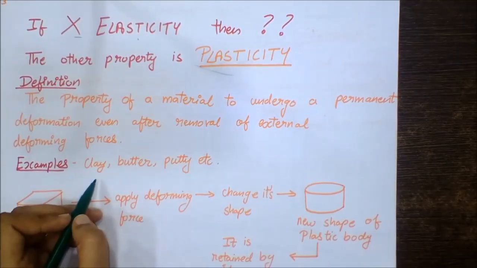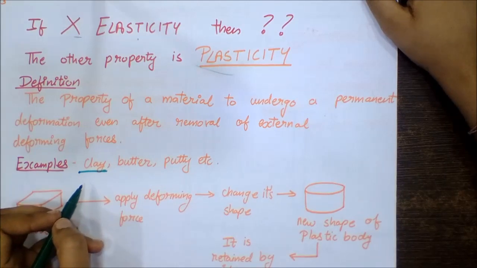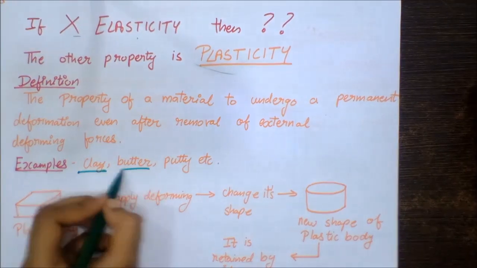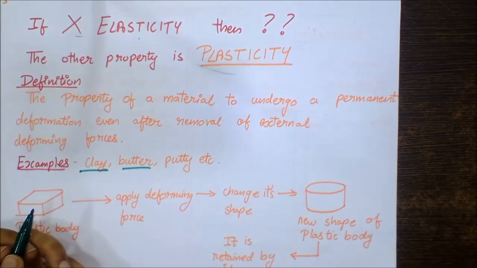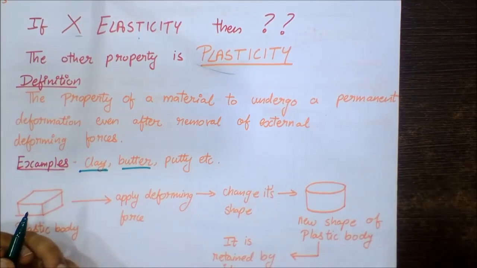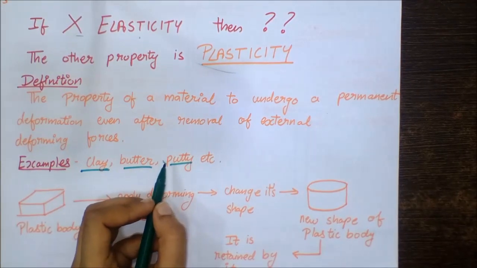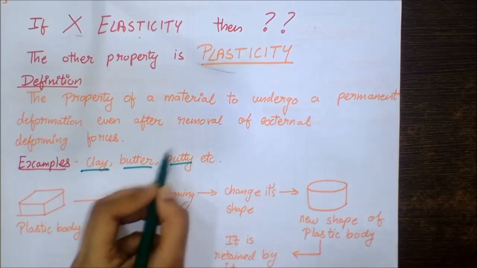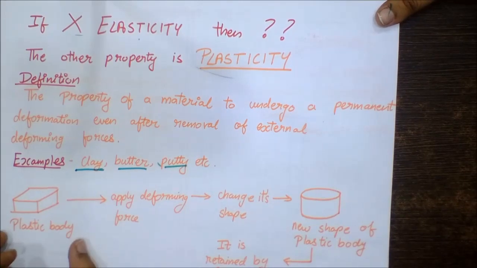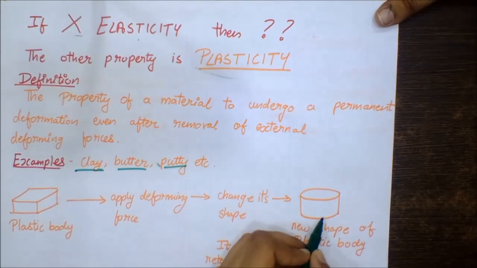For example, clay. If you have ever played with clay, if you make a flower out of clay, it will remain a flower until a deforming force is acted upon it. Butter. If you have butter in cubical form and you spread it on your bread, it will become a thin layer on your bread and it won't again turn into a cubical form. Putty. Putty is the material which is used during construction. So now I have any plastic body, and I have applied a deforming force to change its shape into another shape.